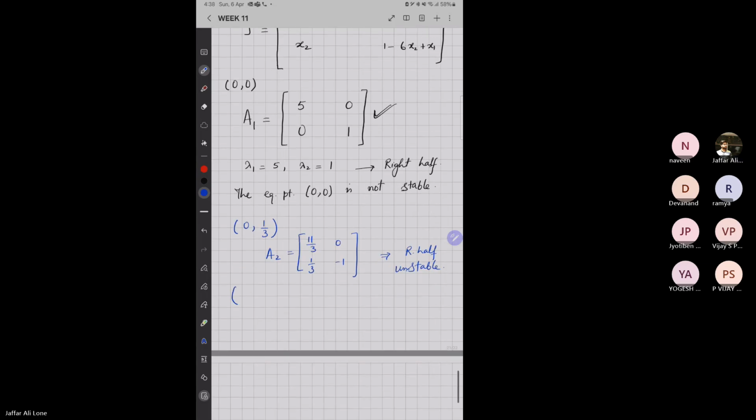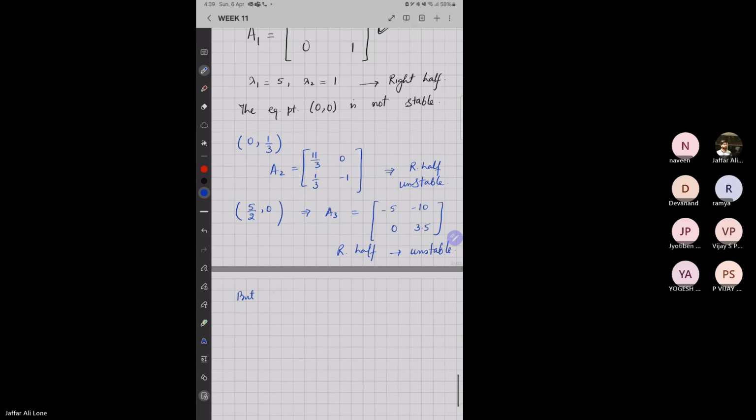Similarly, for 5, 2, 0, you have A3, which is given by -5, -10, 0, 3.5. Again, right half, equilibrium point, so unstable. But for the equilibrium point 11 over 10, 7 over 10, you should find that your system comes out to be stable.